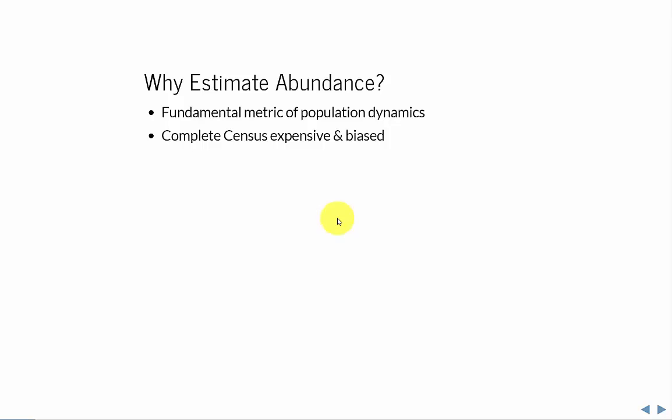There's a couple of reasons why we don't do this anymore, but probably the most obvious is that it's very, very expensive. Less obviously, a complete census can be biased if the assumption that you are able to count every single individual is not in fact correct. Often, individual animals that are farther away are harder to see, and this kind of bias in detection or failure to detect individual animals can lead to a biased estimate of your population size.